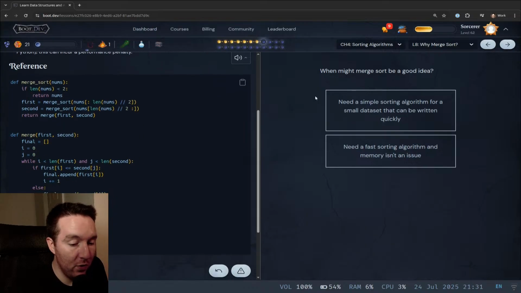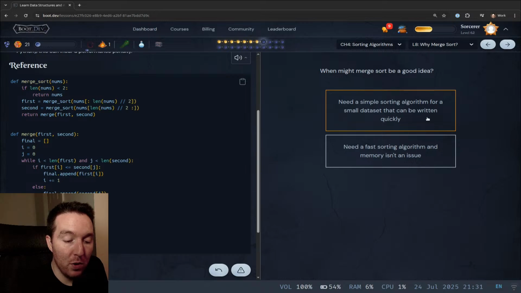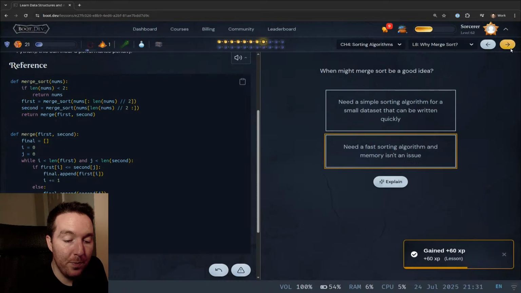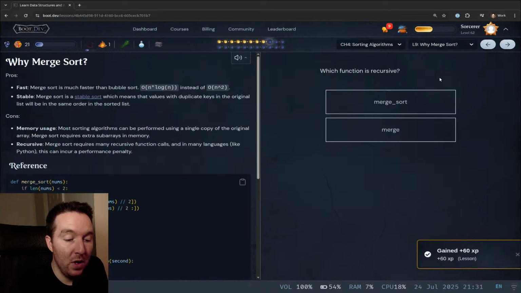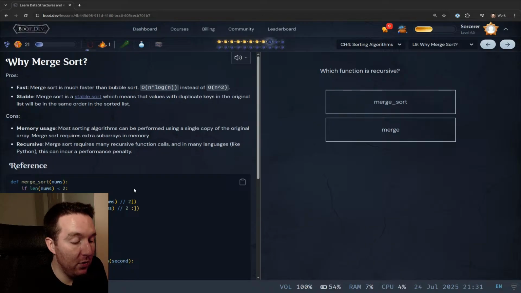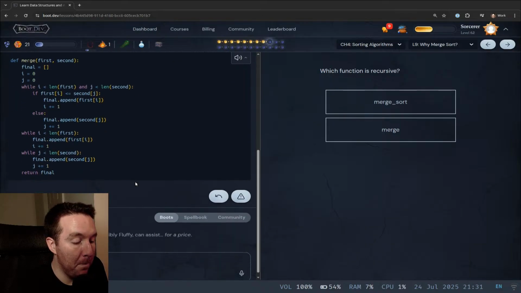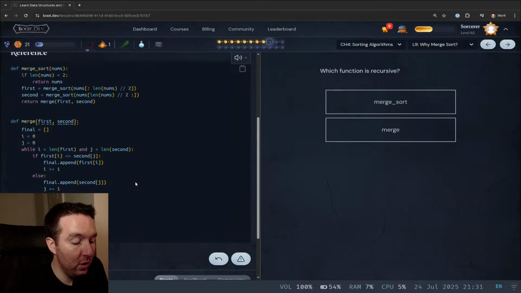So there's a reference to it. Where might merge sort be a good idea? You need a simple sorting algorithm for a small data set, it can be done very quickly. You need a fast sorting algorithm, and memory isn't an issue. The next question: which function is recursive? Merge sort is.